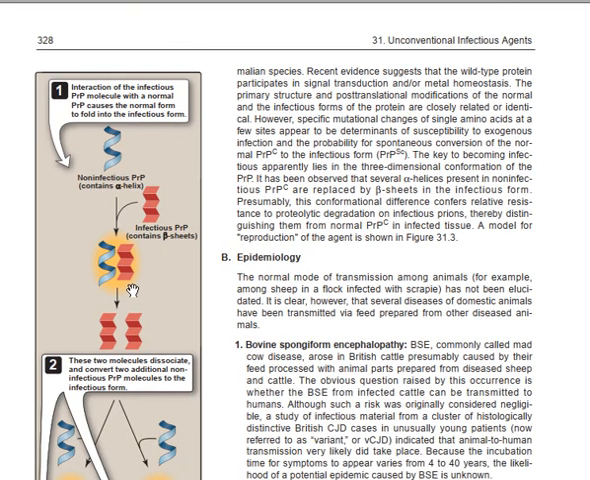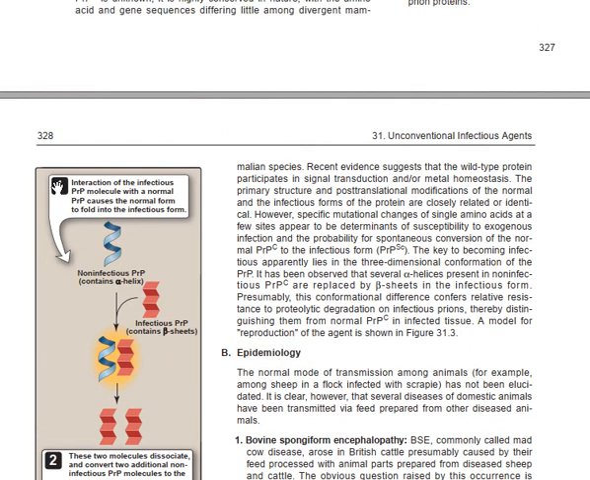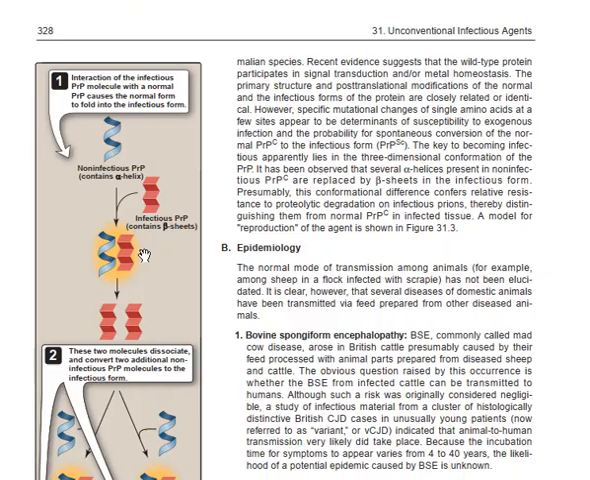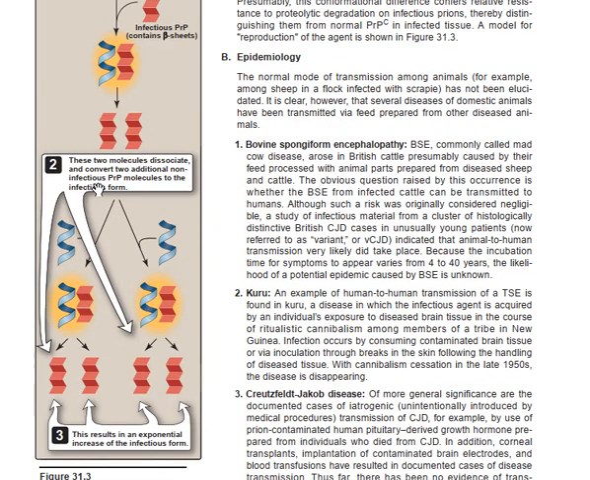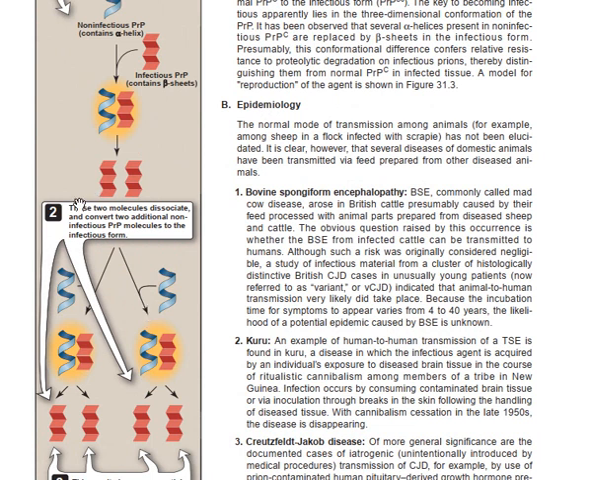Is it clear? Now, when there is interaction between the infectious form and the non-infectious form, all of them become infectious form. Is it clear? So when there's interaction between the infectious and the normal non-infectious, all of them become infectious form as shown here. Also, these two molecules now can dissociate, and convert two additional non-infectious prions to infectious prions.